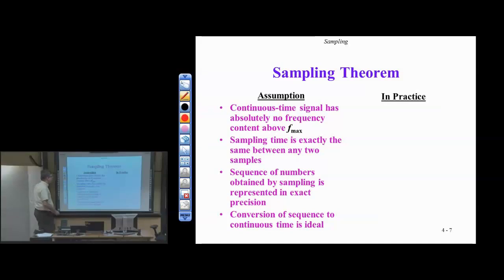For assumption number 1, the continuous time signal has absolutely no frequency content above f max. So, love the absolute statements. Easy to blow holes through. So in practice, why is that not met? Yeah, thermal noise at pretty much all frequencies out to 10 to the 15th or something hertz. We're going to have at least background noise. So we're going to have content above any f max that we would possibly be interested in for sampling a signal.